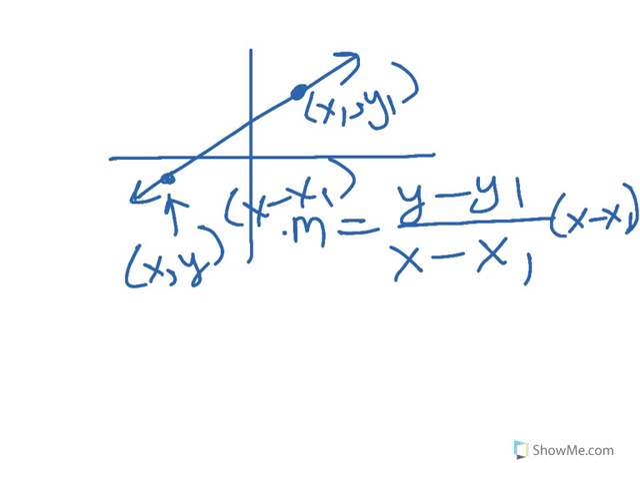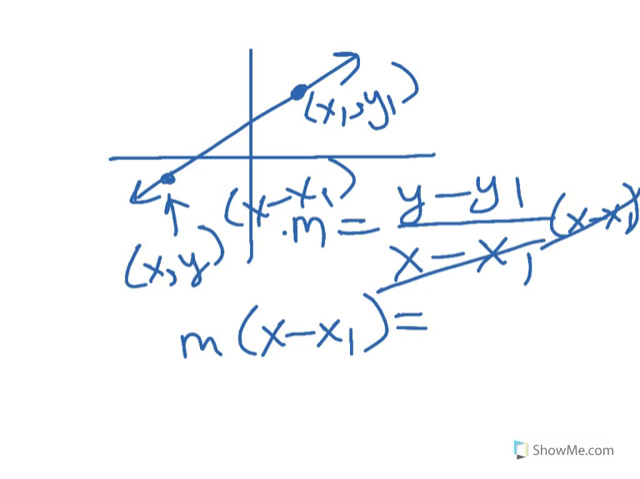Well, the result of that is, on the left side, I just have m times the quantity x minus x1. On the right-hand side, I'm multiplying by this quantity over here that is exactly the same as the denominator. In other words, I'm undoing the division. These will cancel each other out. The result is just y minus y1.